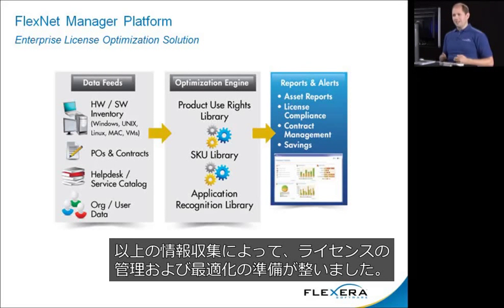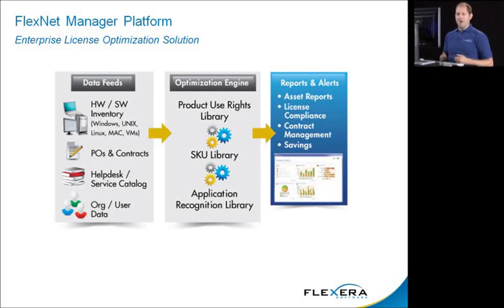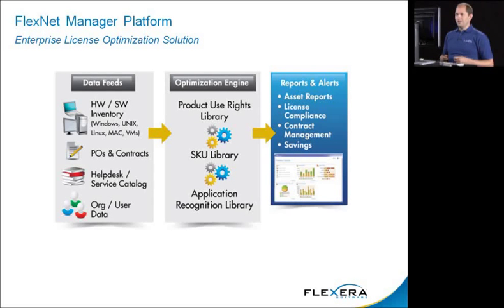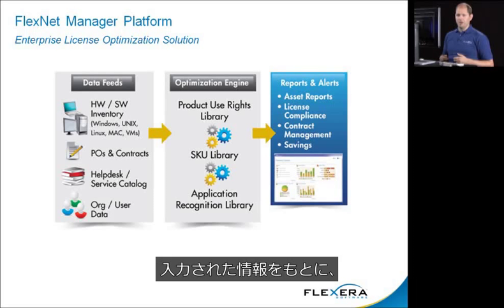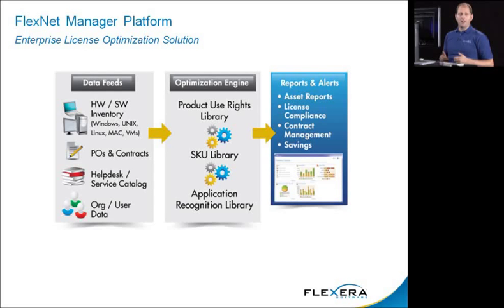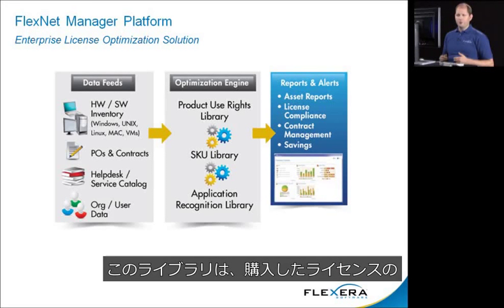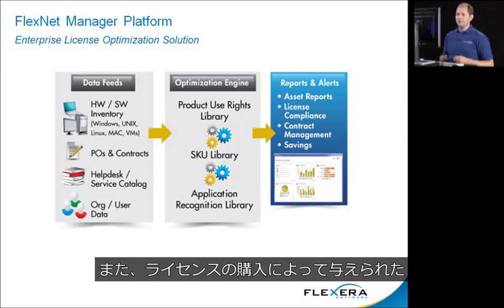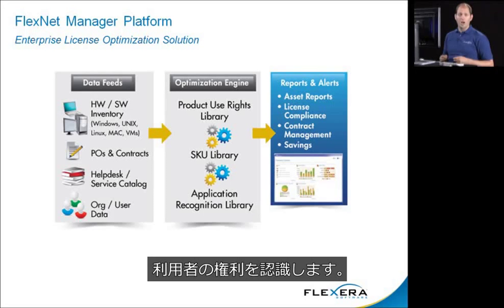So the point of getting the data in is so that we can optimize and manage the licenses. And so in the middle of this screen, you will see an optimization engine. This engine will take the information about the entitlement that we've taken and process that through a recognition library. This recognition library can analyze the different purchasing codes or products or SKUs that you've used to buy products. It understands the relationships that you have with vendors and the kinds of purchasing rights that vendors give you in the purchase use rights library.